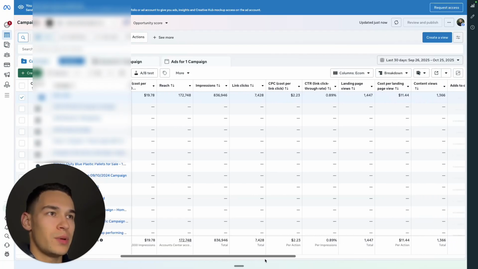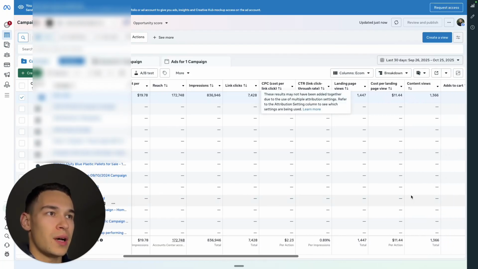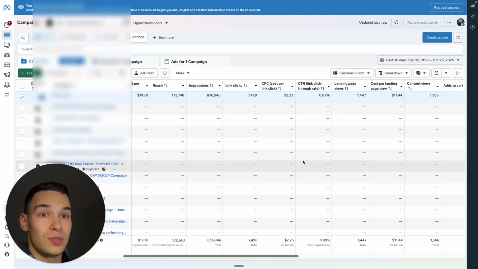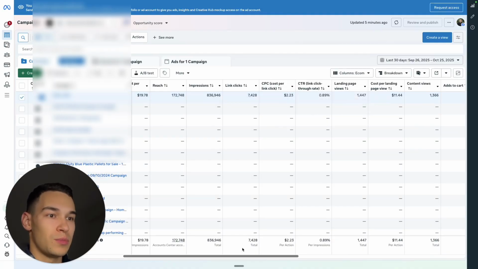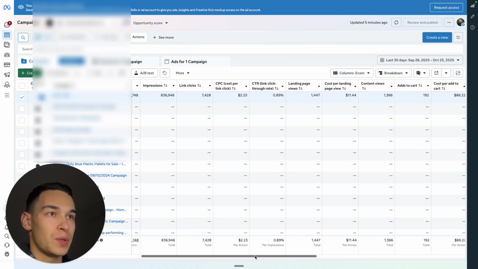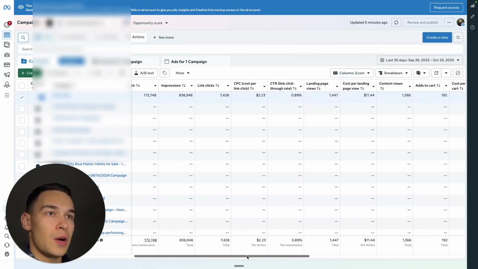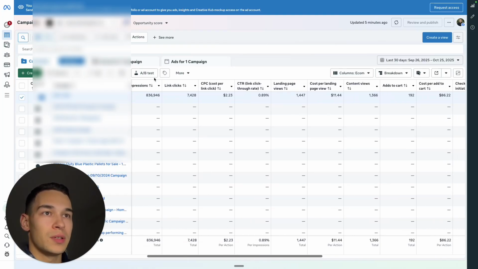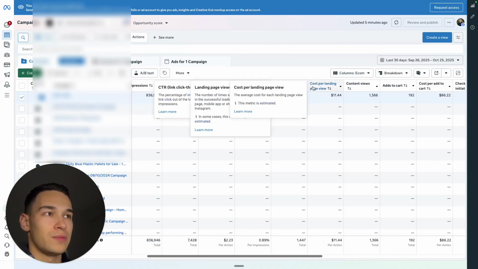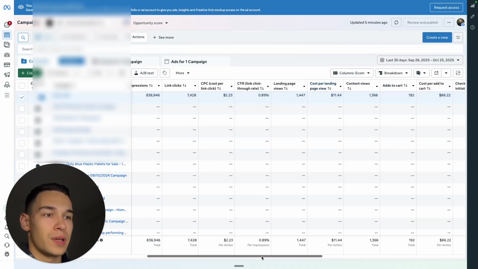All right, we have link clicks. The average CPC is $2, which is good. The average CTR is 0.9, which is not good, to be honest. Ideally we need more than 1%, but it depends on the niche as well. Now we can also see right away, and you can also build columns for yourself, like I have here.